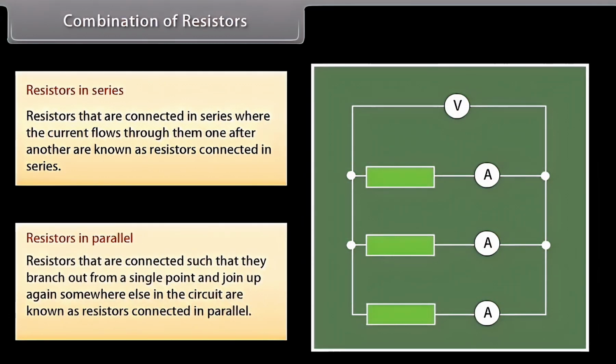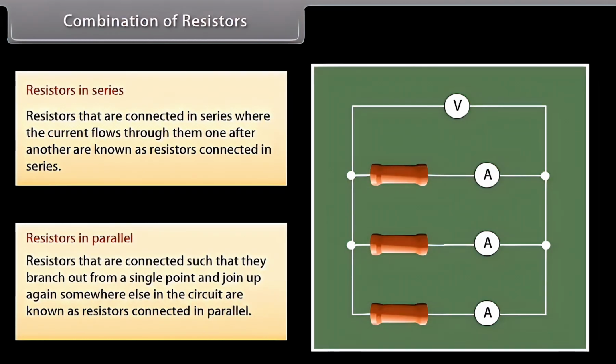Resistors in parallel. Resistors that are connected such that they branch out from a single point and join up again somewhere else in the circuit are known as resistors in parallel. Here the current through each component is the same as if it were the only component present.